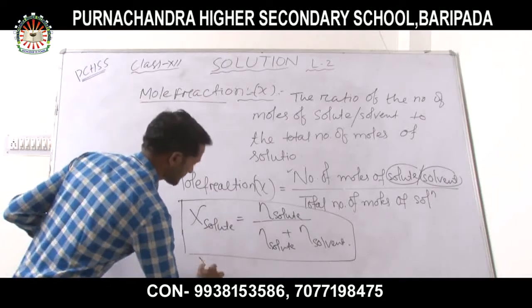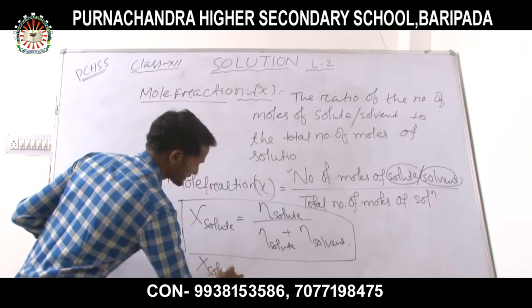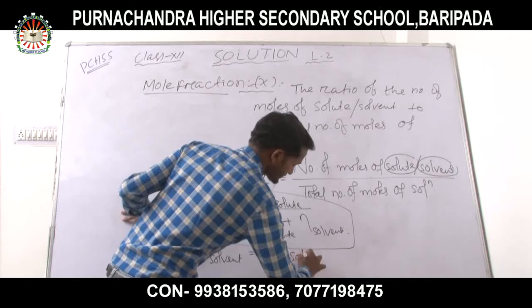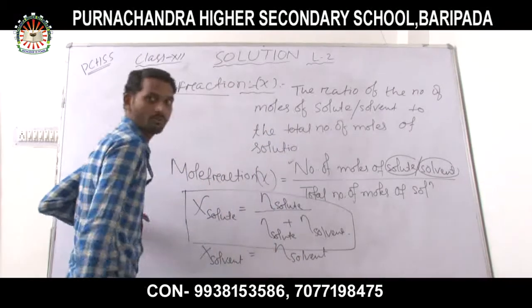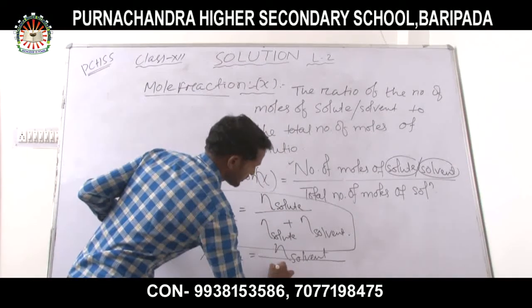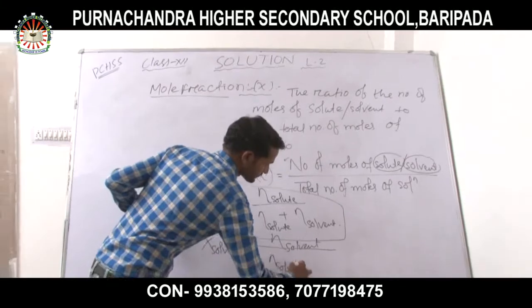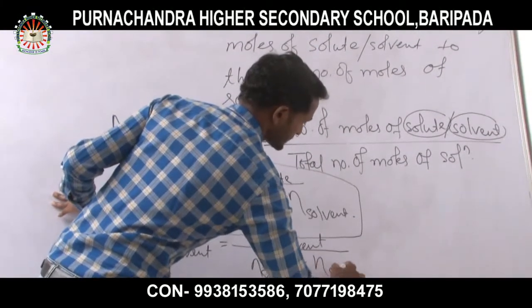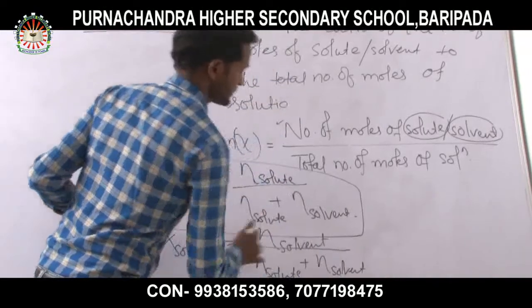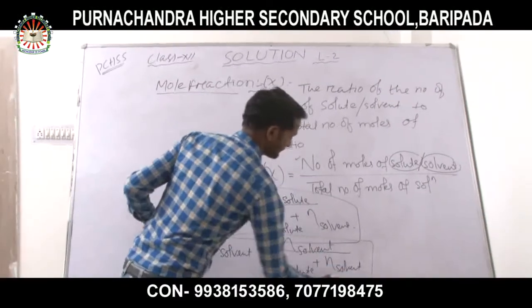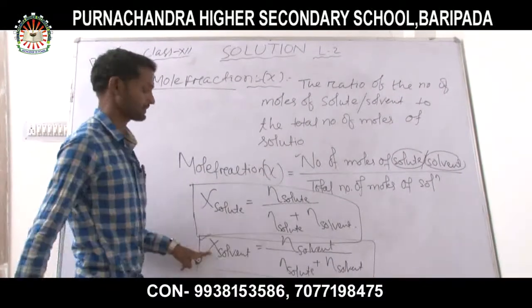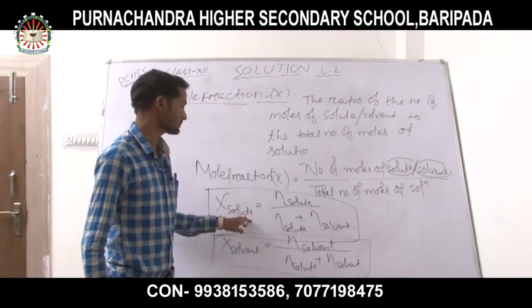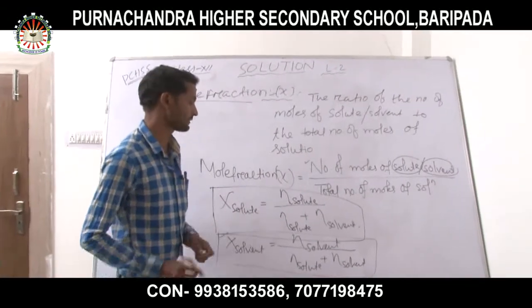Like that, the mole fraction of solvent is the number of moles of solvent divided by the number of moles of solute plus the number of moles of solvent. So it is also the formula for calculating the mole fraction of solvent. This is the mole fraction of solute, and this is the mole fraction of solvent.